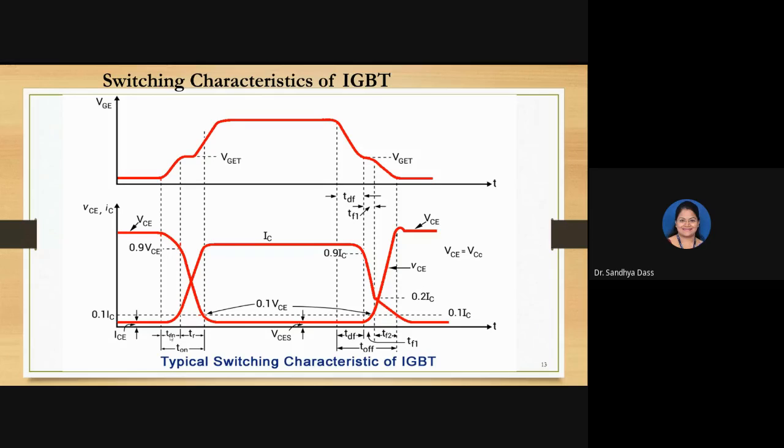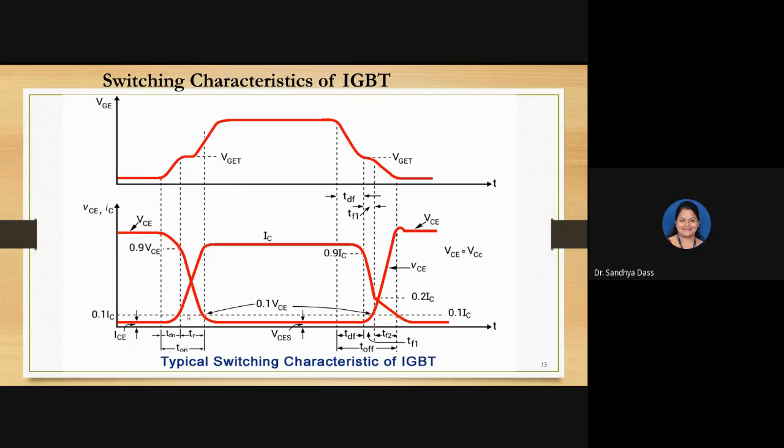And parallelly, if you observe the voltage, the collector to emitter voltage falls from maximum value to 0.9 of VCE. This is your turn on delay time. All right.